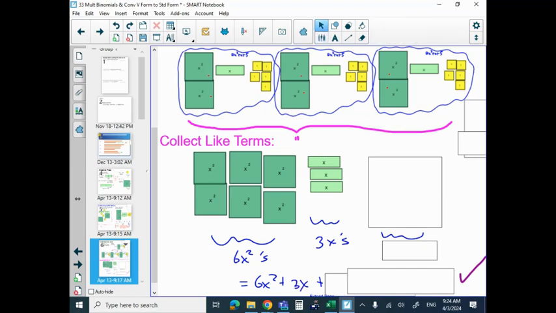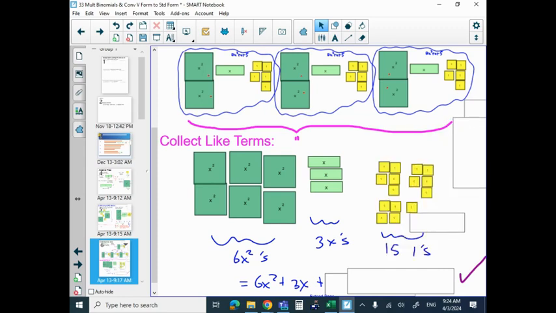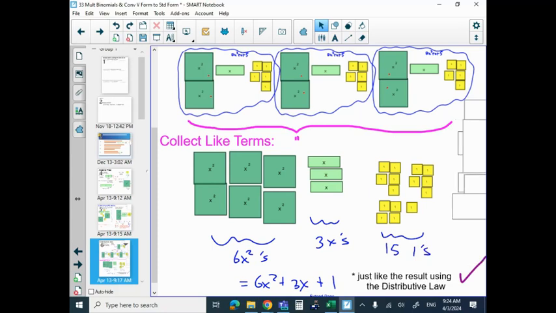And then we have 1, 2, 3, 4, 5, 6, 7, 8, 9, 10, 11, 12, 13, 14, 15, right? So we have 15 of those. So 15 ones, of course, just looks like that, right? So there's your polynomial in the end. So yeah, that's the result we have from that.